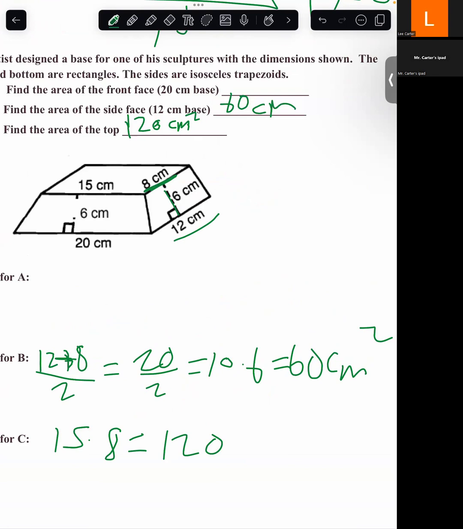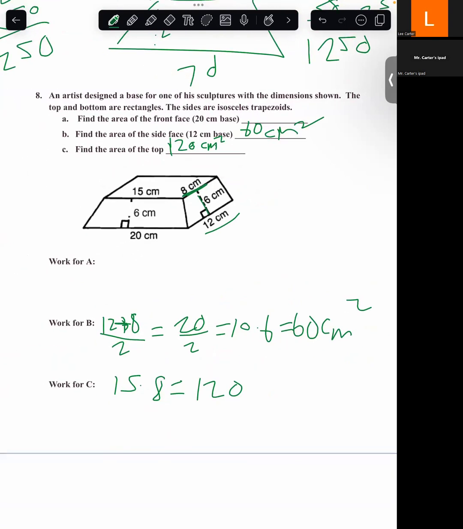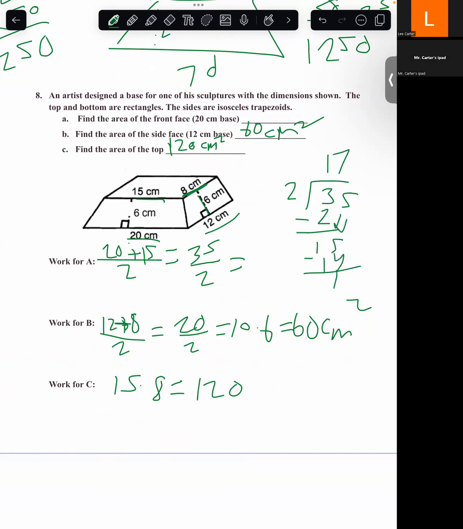All right, and then last one, area of the front. Okay, so we got the 20 and the 15. So 20 plus 15 divided by 2, because we're averaging those two bases, this one and this one. Okay, so that's going to be 35 divided by 2. You divide 2 into 35, you're going to get 17 and a half. Okay, which is fine. We're just not going to leave it there. We're going to prefer decimal here. Bring the decimal up, and that's going to be 5. So 17.5. I'm going to erase that because that's going to be confusing.